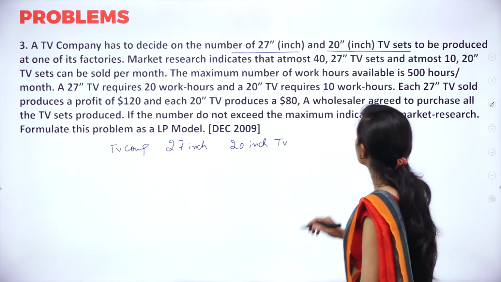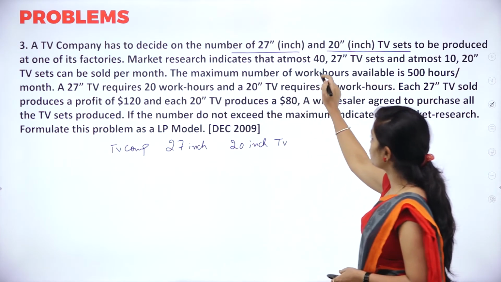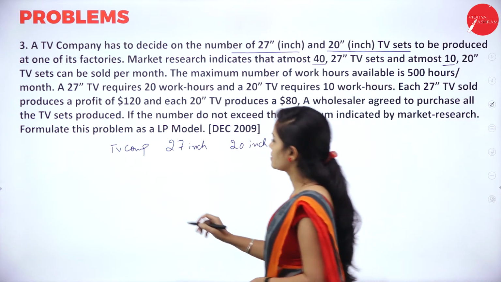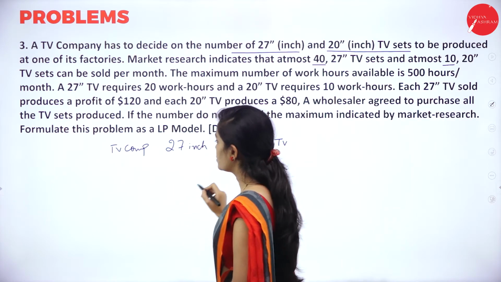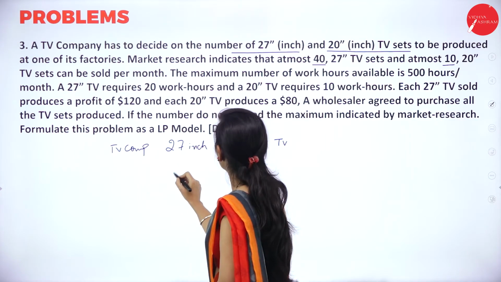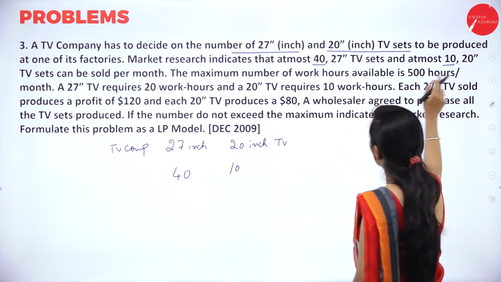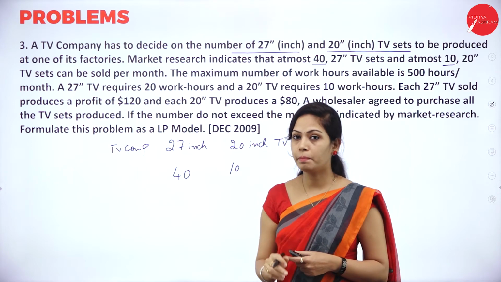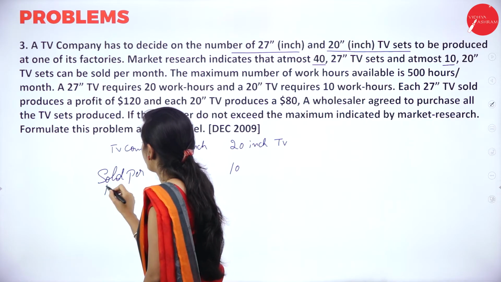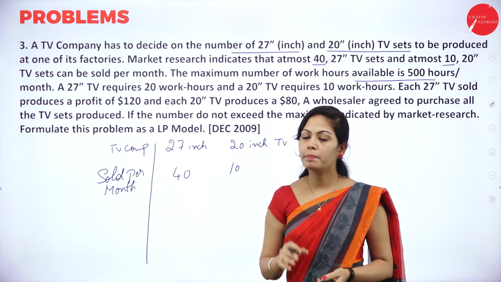TV company produces 27-inch and 20-inch TV. So first write all the given values. Market research indicates that at most 40 27-inch TV sets and at most 10 20-inch TV sets can be sold per month. So like this you can prepare the table and after that prepare an LP model.